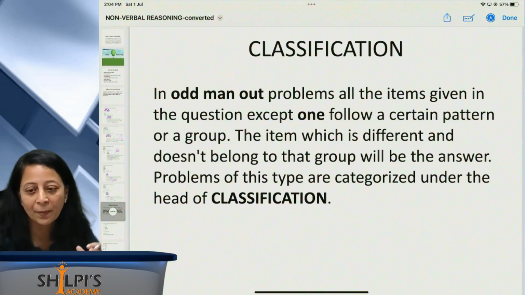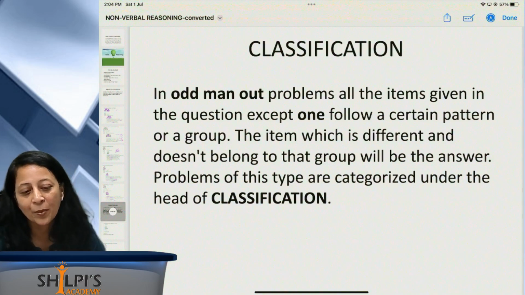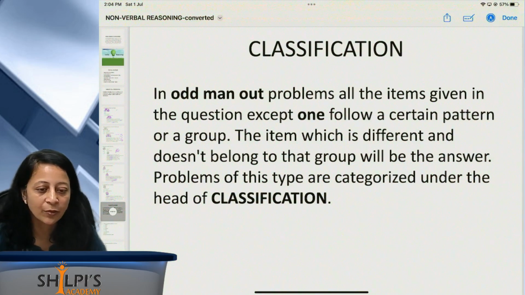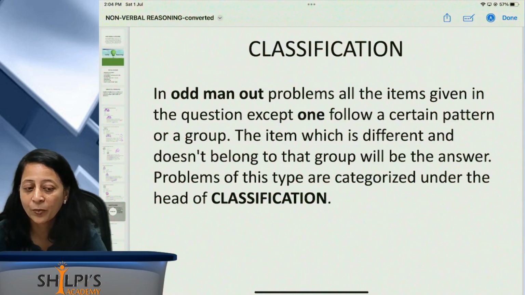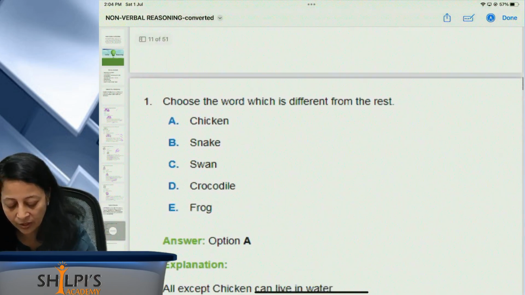It is taking the odd man out. It is a very easy and jolly one, of course. In odd man out problems, all the items given in the question except one follow a certain pattern or a group. The item which is different and doesn't belong to the group will be the answer. Problems of this type are categorized under the head of classification.